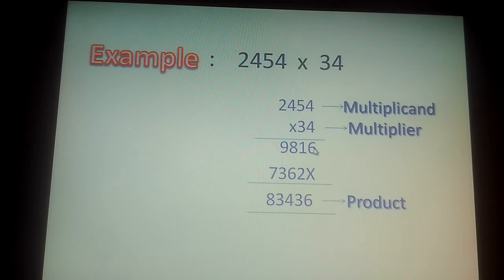Now we will add them. 6 plus 0 is 6, 1 plus 2, 3, 8 plus 6, 14, 9 plus 3, 12, 12 plus 1, 13, 7 plus 1, 8. So the number which we are multiplying is called multiplicand. The number by which we are multiplying is called multiplier, and the result obtained after multiplication is called product.